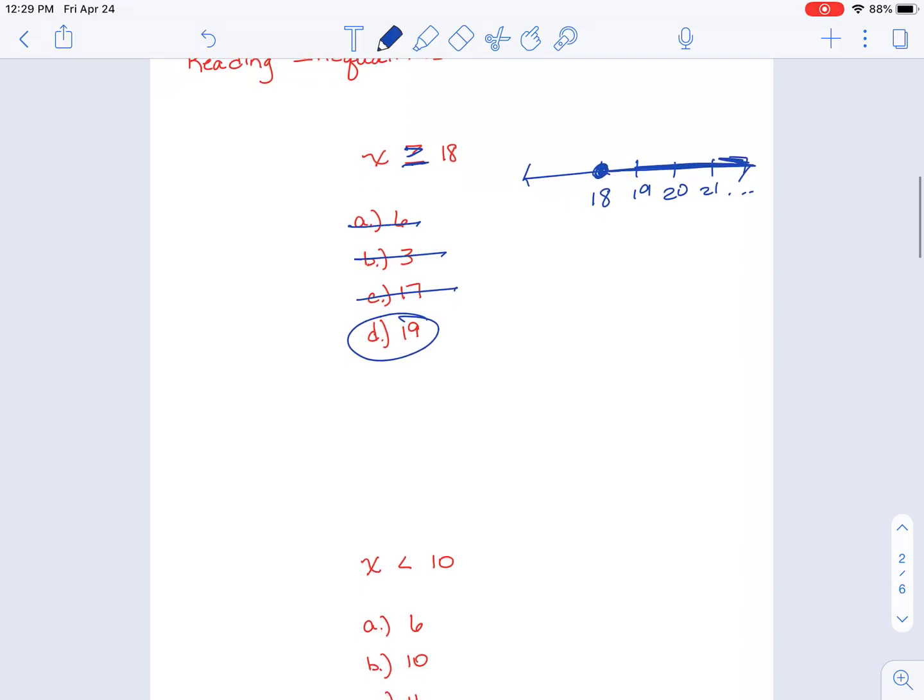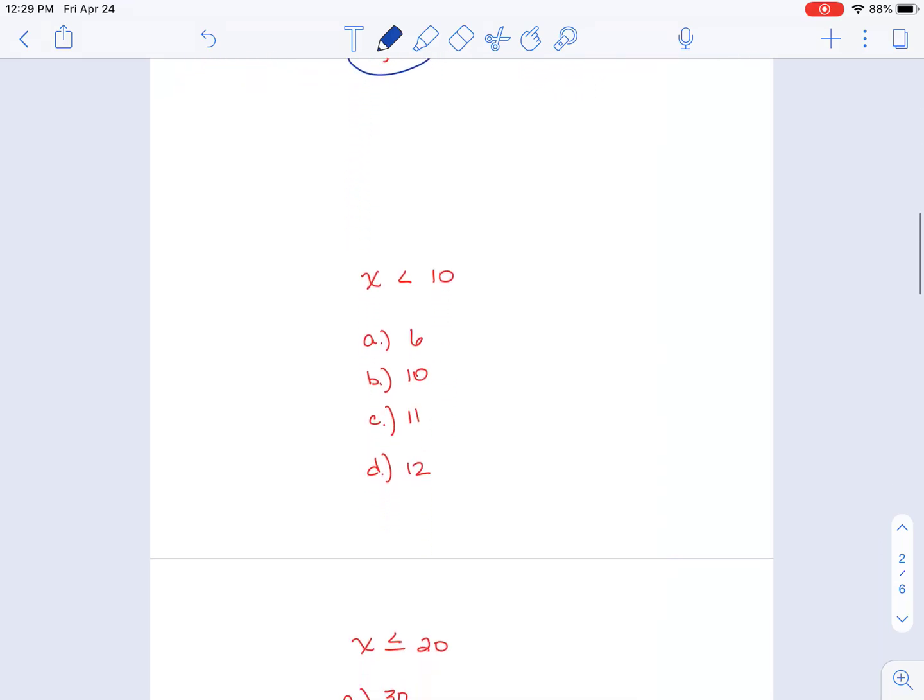So the graphing helps. Again, having that scratch paper out just to do these little things helps. Okay, let's look at this example. X is less than 10.